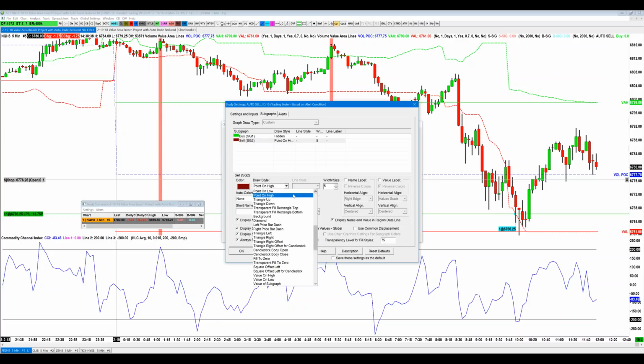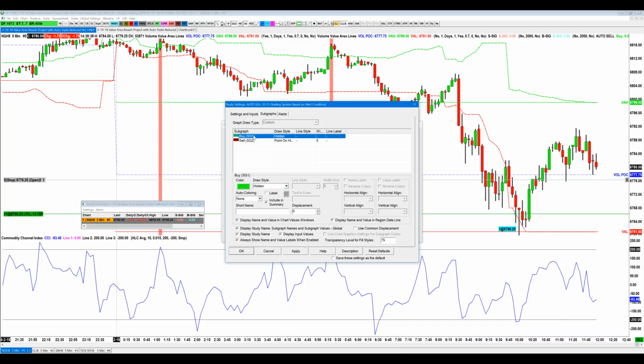Okay, so usually what I do for the cell signal is I come in here, hide the buy dot because I don't care to see it, and then I change the draw style to point on high, and then you can adjust the size of the dot right here. Okay, all right.